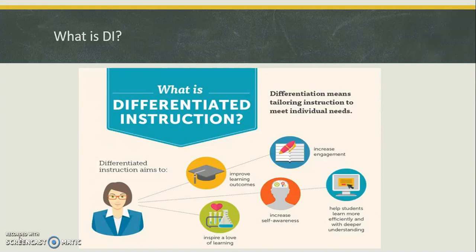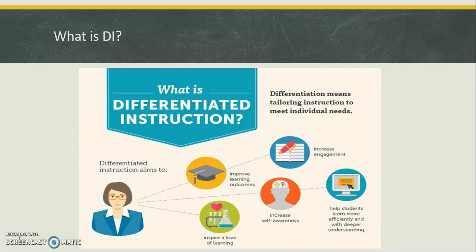If students are engaged and enjoy what they're doing in school, they're going to want to put more effort into learning as opposed to doing something that does not interest them or that is too easy or too challenging for them. It also aims to increase engagement, which goes along with what I just discussed. It also helps to increase self-awareness in students. By using differential instruction practices, students become more aware of their strengths, their weaknesses, what works for them and what doesn't. It helps students to get to know themselves better and better understand their ways of learning.